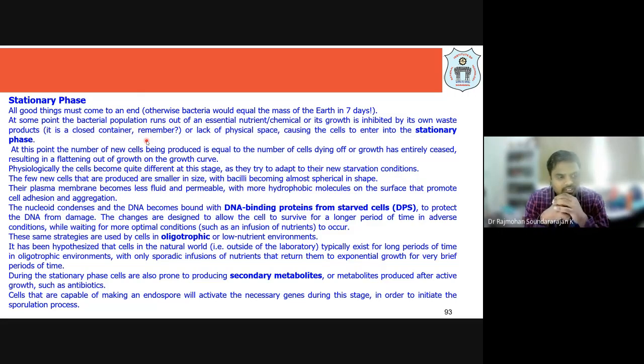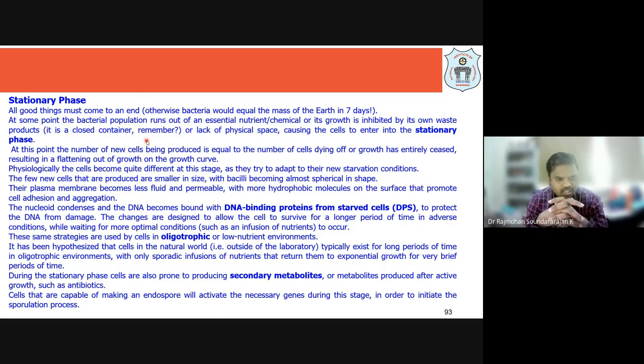Okay. So at some point, the bacterial population runs out of an essential nutrient or chemical, or its growth is inhibited by its own waste product, because there is a lot of waste. Our house has a lot of dust. We are not cleaning it, or not removing the dustbin, and it stinks and we feel discomfort, right? So like that, even though there is a supply of nutrients, microorganisms, due to large waste produced and lack of physical space to reproduce, enter this phase called the stationary phase.